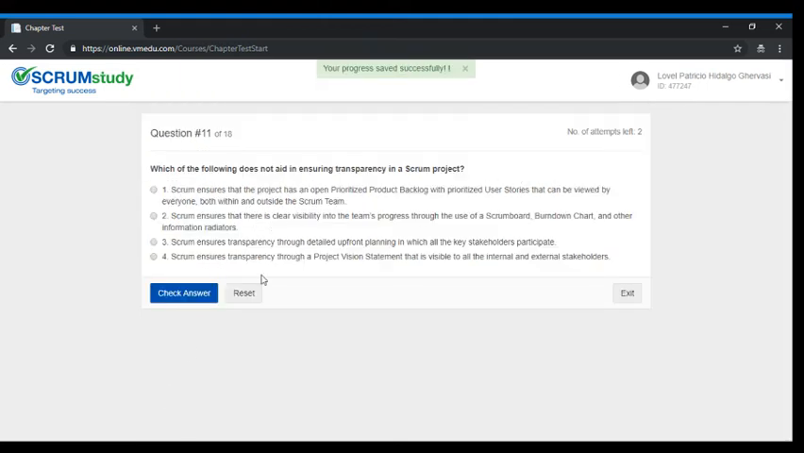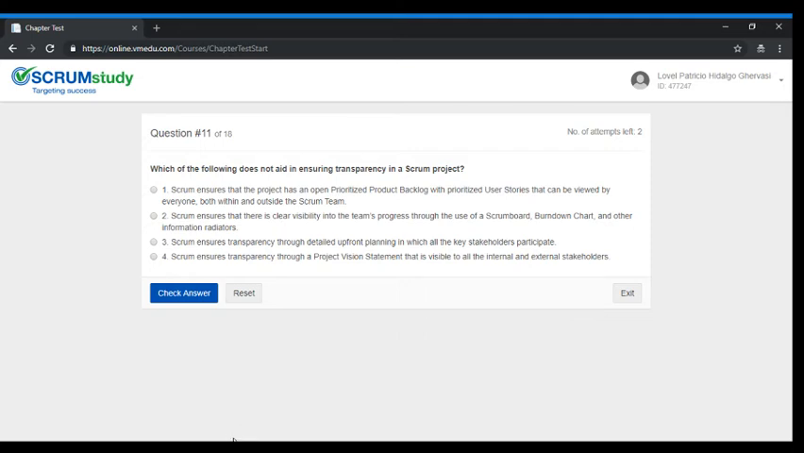Pregunta 11. ¿Cuál de los siguientes no ayuda en la transparencia del aseguramiento de un proyecto Scrum? Como ven, estas preguntas de test están más o menos difíciles. Estas preguntas fácilmente podrían venir a un Scrum Master. En el examen de Scrum vienen preguntas mucho más sencillas que incluso hasta en sentido común las puedes responder. Pero bueno, sigamos.